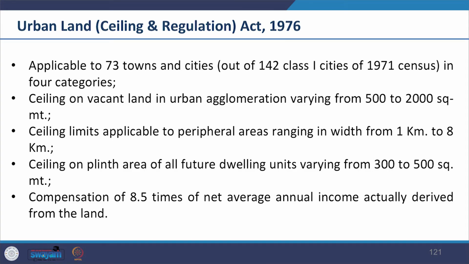In this time, we also see the formulation of the Urban Land Ceiling and Regulation Act 1976, which was applicable to 73 towns and cities. This particular act implied ceiling on vacant land in urban agglomeration varying from 500 to 2000 square meter. Ceiling limits applicable to peripheral areas ranging in width from 1 kilometer to 8 kilometer. Ceiling on plinth area of all future dwelling units varying from 300 to 500 square meter, and so on.